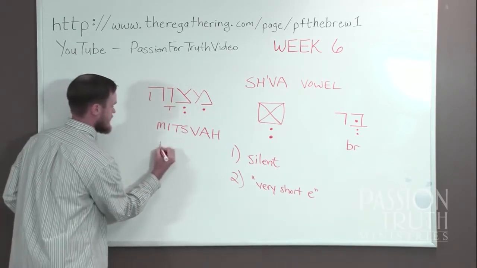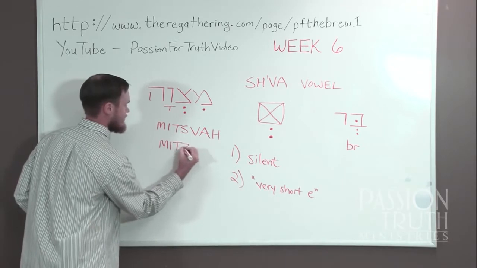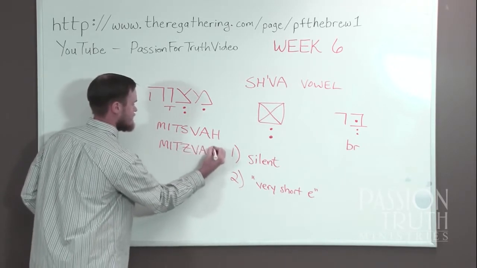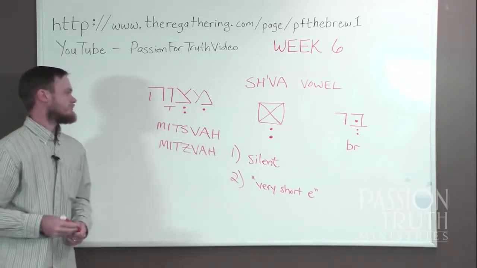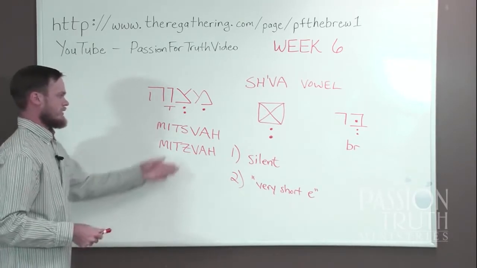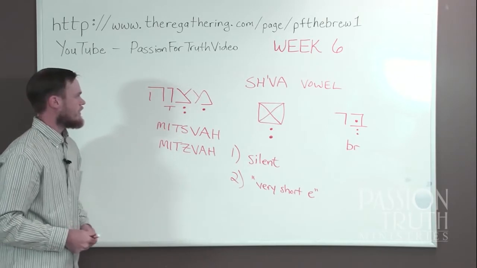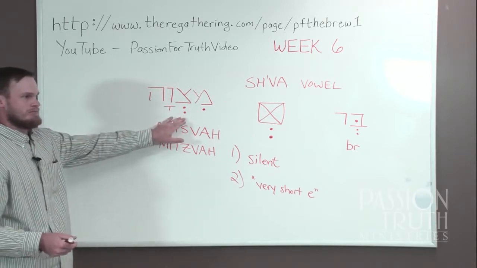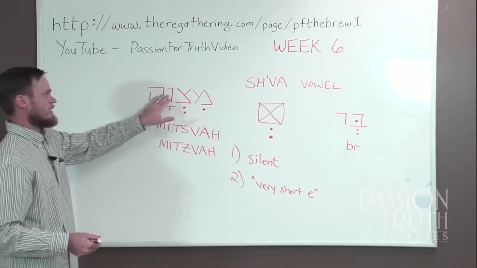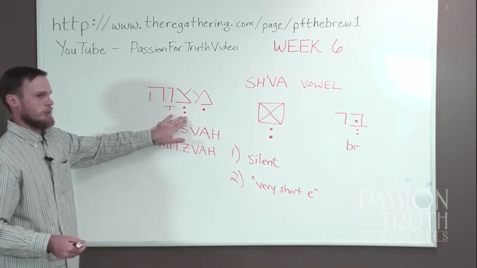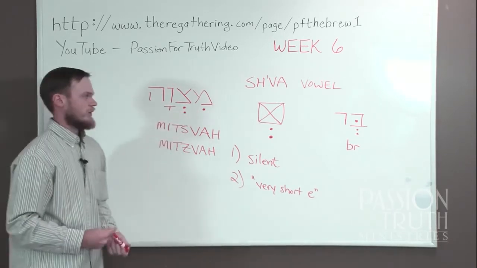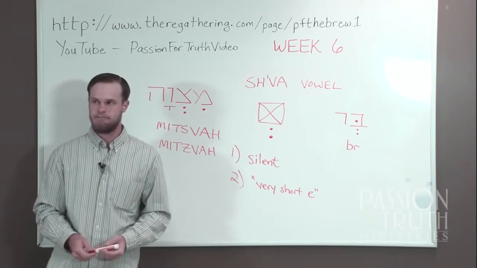Actually, you'll frequently see this written with a Z, but neither way is correct or incorrect. It's simply representing a tzadi. Okay, so this is how the schwa functions. There's no vowel sound between here and here, so it just acts as a placeholder. Any questions about the schwa?